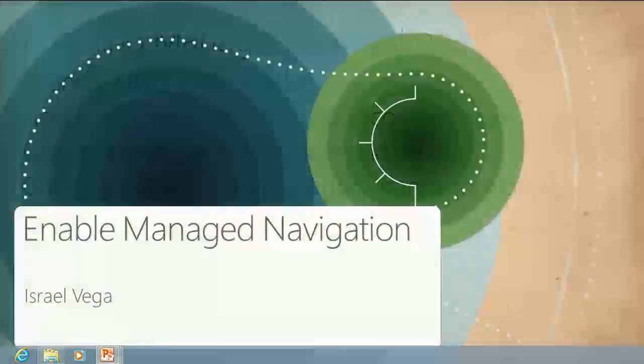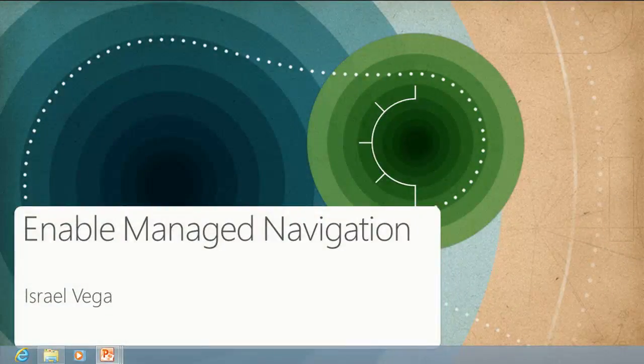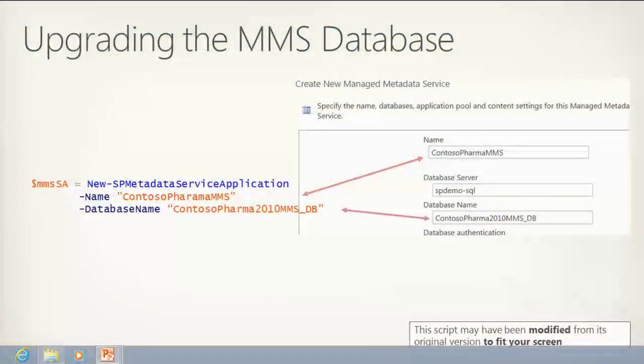All right, so let's try this here. Let me go through a few steps and I'll come back. In order to upgrade your MMS database, I've got a SharePoint 2010 site, and that SharePoint 2010 site had an MMS. In order to upgrade it, it's fairly simple. When I create my new managed metadata service, I point it to my old database, and it goes ahead and upgrades that. There's the PowerShell equivalent. I just point it to my database name.